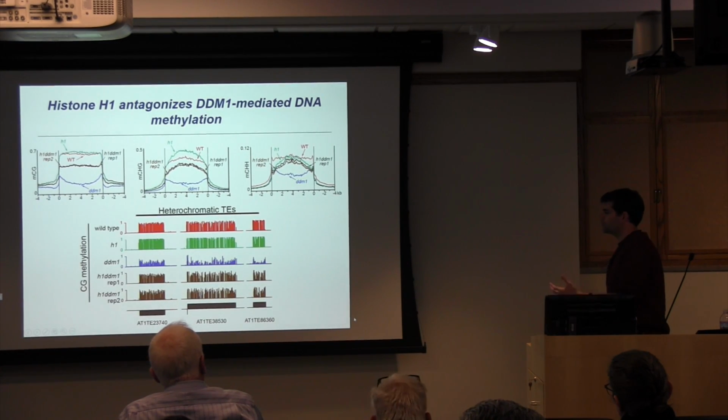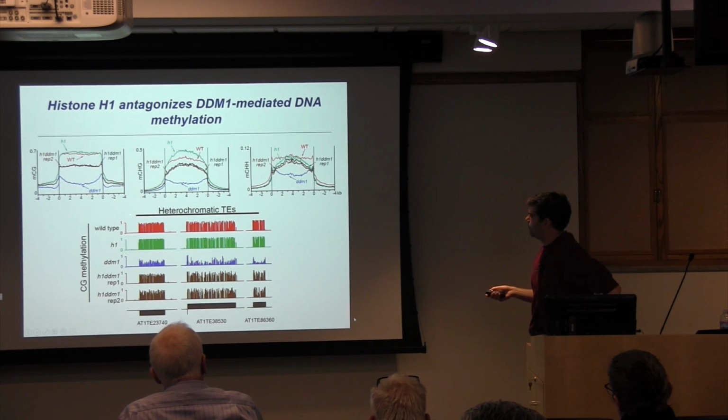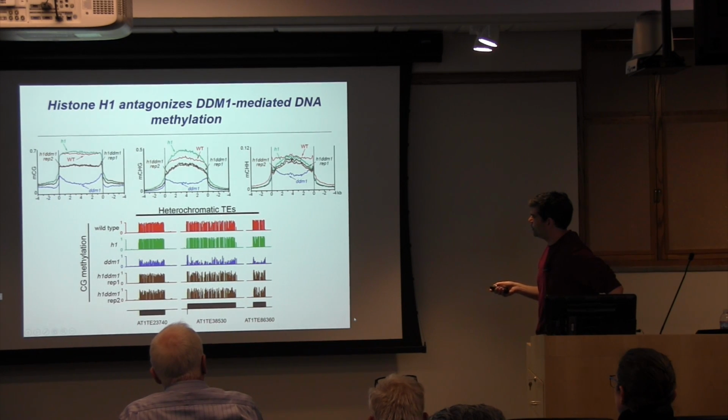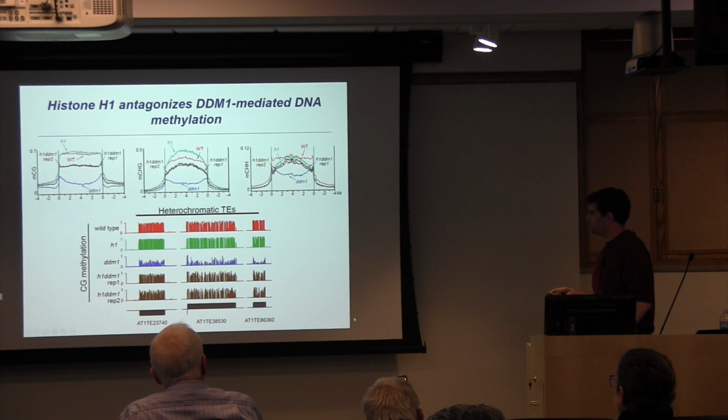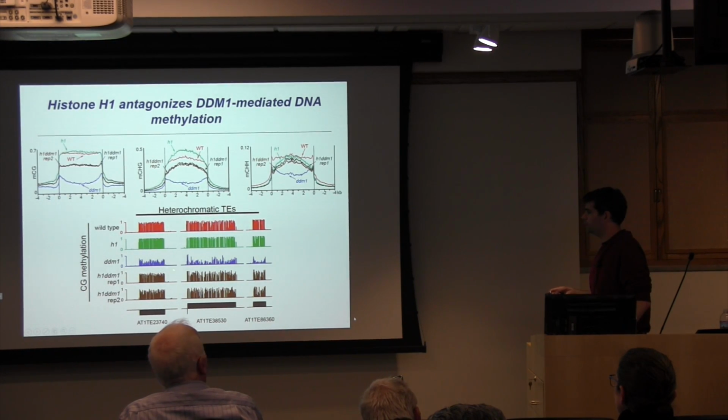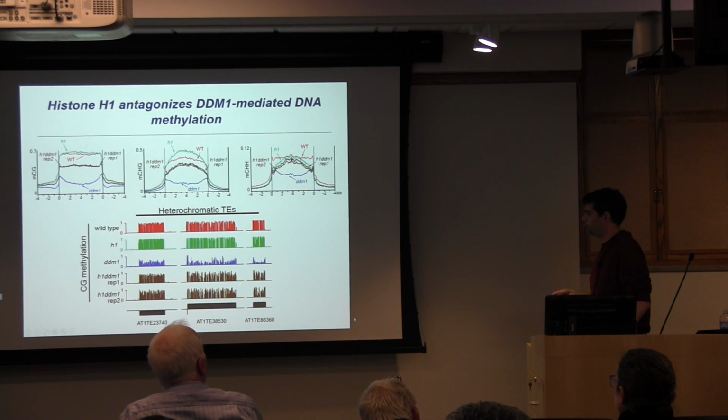And this is just examples of what this looks like at heterochromatic elements, where wild type is in red, H1 is in green. And I think you can see, if you look closely enough in this element, this effect where methylation is increased in H1, that this very jaggy outline turns out very smooth. And in DDM1, these transposons lose methylation, as pretty much all of them do, and in the compound mutants, this loss of methylation is largely reversed.